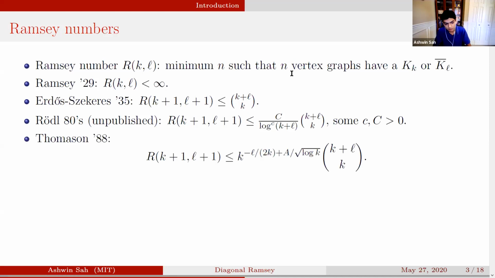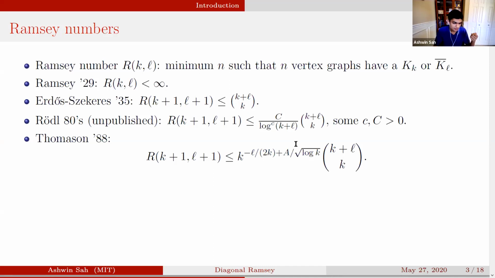So a landmark result, especially for the diagonal number, is this result due to Thomason in 1988, where he shows that R(k+1, l+1) is at most (k+l choose k) times this prefactor. You can see here that when l is around the same size as k, let's say l equals k, this is saving around 1 over root k over the well-known upper bound of (2k choose k). You can think of this as a minor improvement because (2k choose k) is already 4 to the k over root k, so it's another root k. But already this is pretty involved.